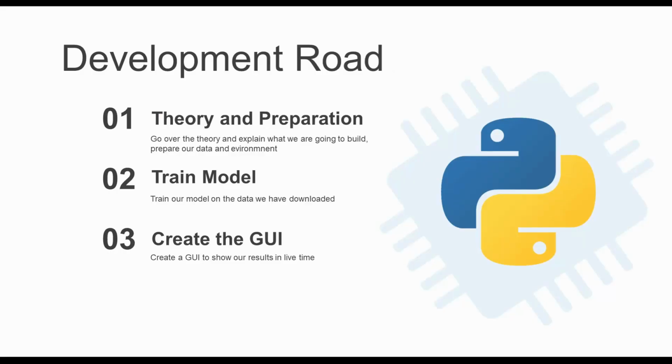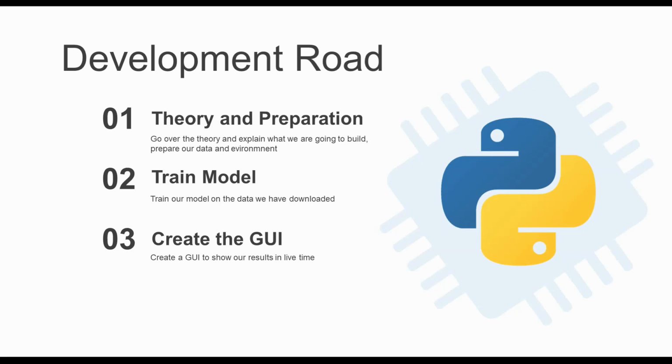So what is our development road going to look like? First of all, we are going to go through the theory and preparation. We are going to give a little bit of insight into what deep neural networks are, what libraries we are going to use, how we are going to prepare the environment, where you can download your dataset, and so on and so forth to prepare for the actual development.